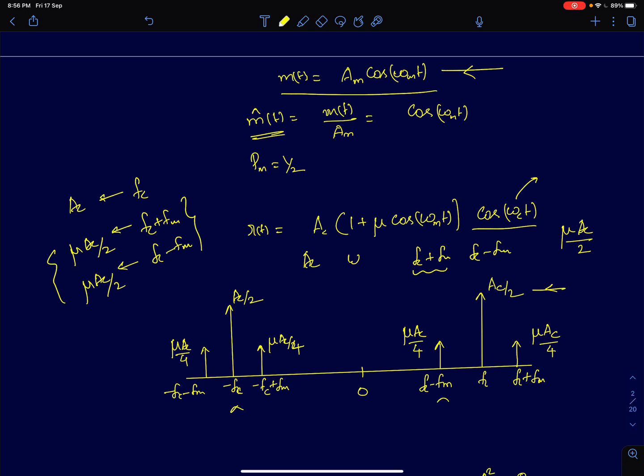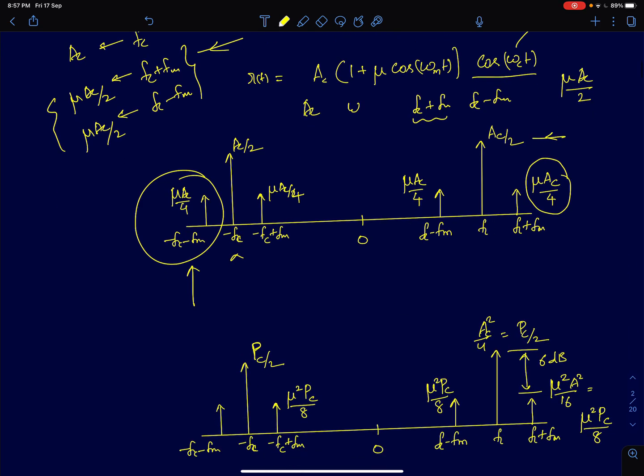And the other two side bands, these are sinusoids, so the side bands will be impulses. All the power will be just lumped onto one single frequency of value Fc plus Fm or Fc minus Fm. The amplitude here will be half of this amplitude, which is mu AC by 4, and the remaining half will be on the negative frequency. And the same holds true for the lower sideband as well.